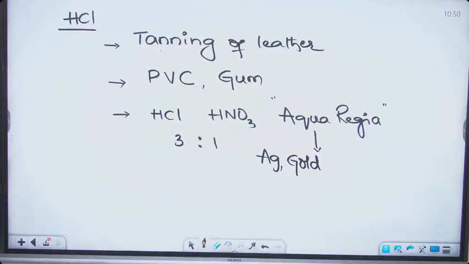24 karat gold ornament cheste virigipotundi. In simple terms, the physical strength of gold is not enough for making ornaments. Now, the moment you are mixing some amount of copper in that one, then in that particular case, the physical strength of the gold will increase. Now, that is the difference between the properties of metals and alloys.